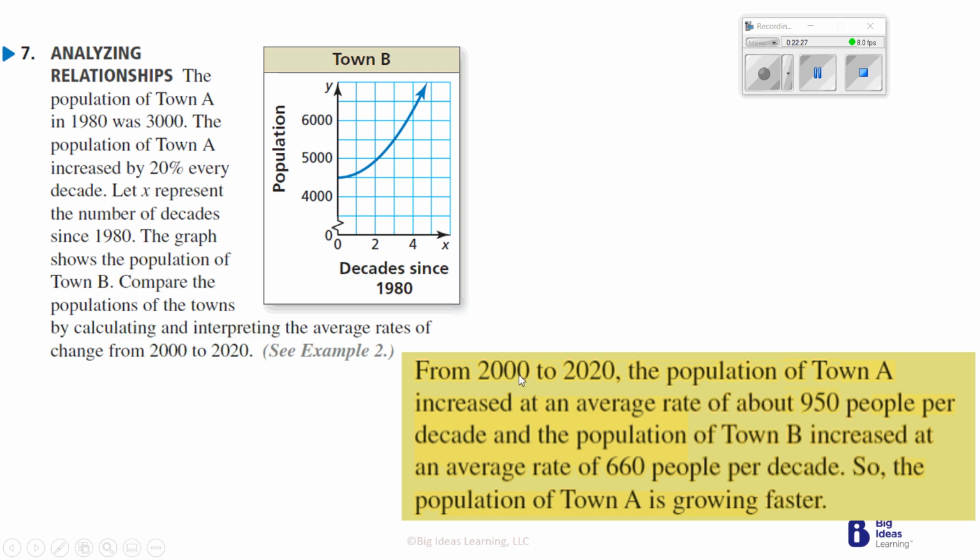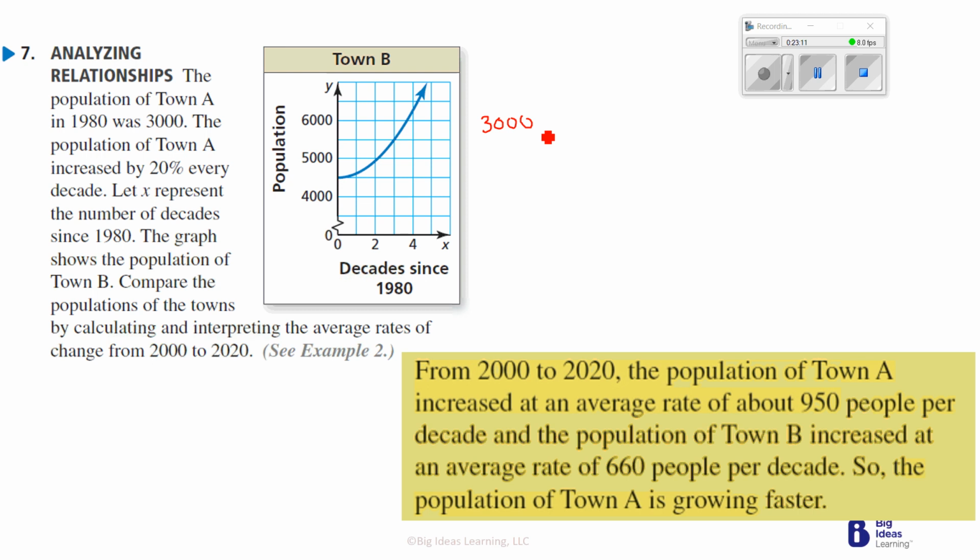Okay, so let's hear it. From 2000 to 2020, the population of town A, remember this is town A, right? We're asking from 2000, well, this was 1980, so we're looking at 2000. The population of town A increased by 20% every decade, and a decade is 10 years. So every time 10 years went by, it increased by 20%. So how do you find that? Well, let's go over here. Remember, it was 3,000.